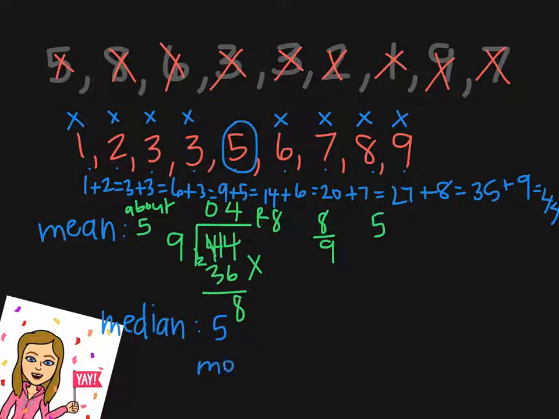The mode of this data will be the number that occurs the most. You'll notice that all of the numbers occurred once except for 3. So mode is 3. Mode, what number occurs the most, or MOMO. Range, remember, is taking the highest number minus the lowest. So the highest number is 9, lowest number is 1. So we subtract, and our range is 8.